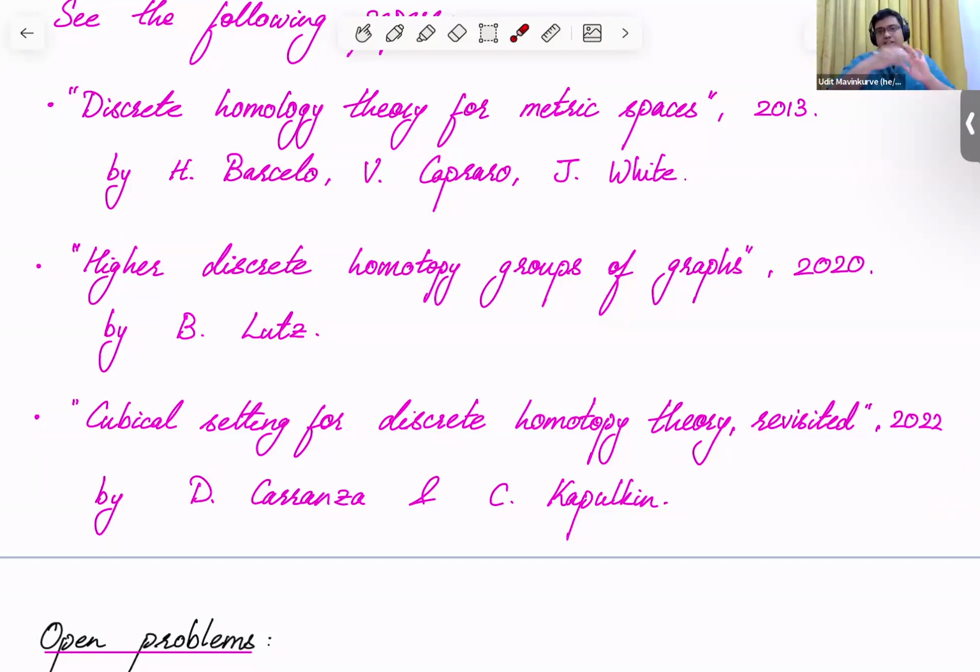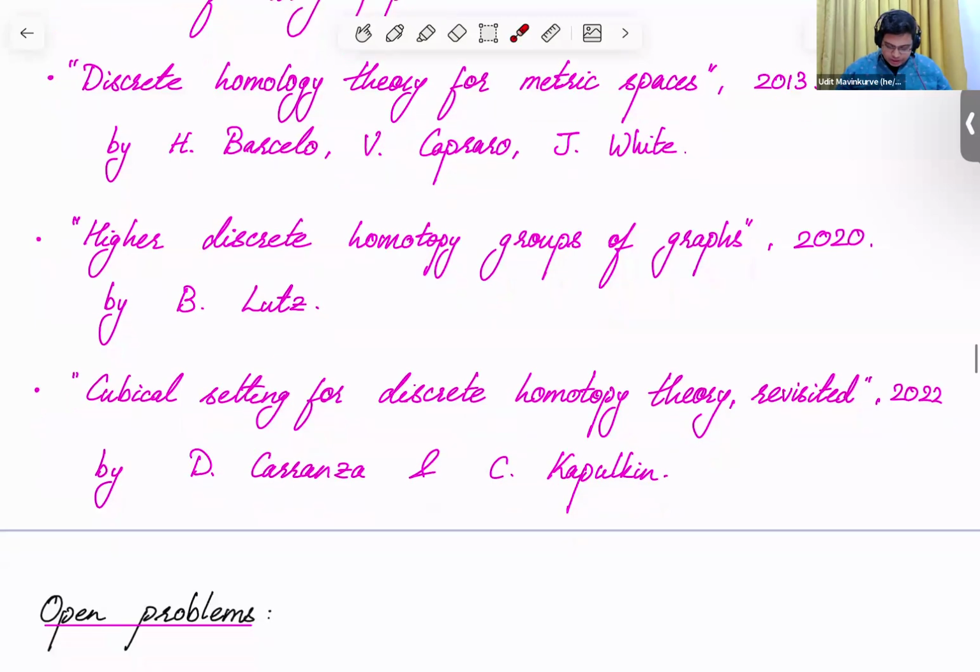And you do this for all n, and then the topological space that you end up with will have the same classical homotopy groups as the discrete homotopy groups of the graph that you started out with. So that was an open problem for a long time, which was settled in this paper. And so we're going to talk about this construction a bit.